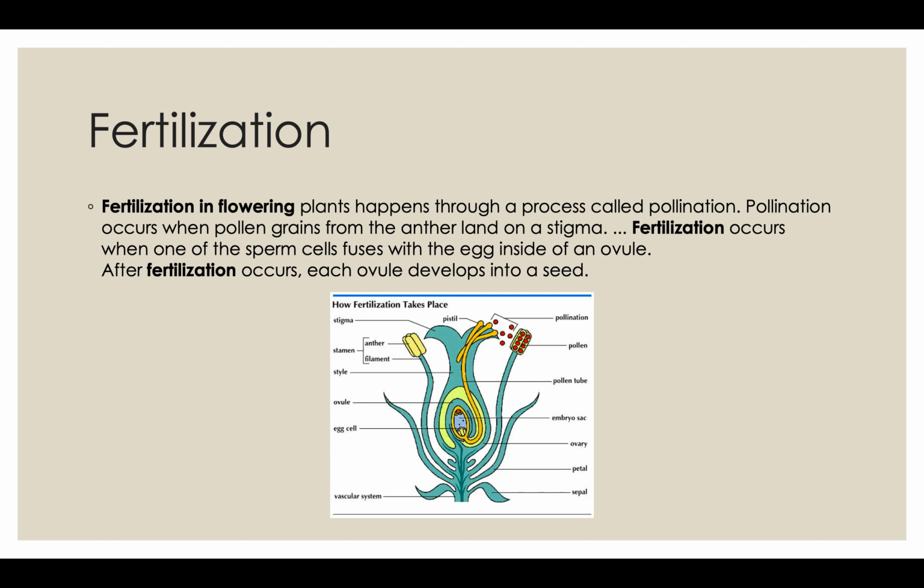Fertilization. Okay, so once pollination happens, once the pollen is taken from the stamen to the stigma, the pollen goes down the stigma and then into the ovaries, and fertilization happens. What is fertilization? Fertilization in flowering plants follows a process called pollination. Pollination occurs when pollen is taken from a stamen to the stigma, and then fertilization occurs when the pollen covers up the eggs and eventually forms seeds. Okay? I think you guys also have this in your notebooks.